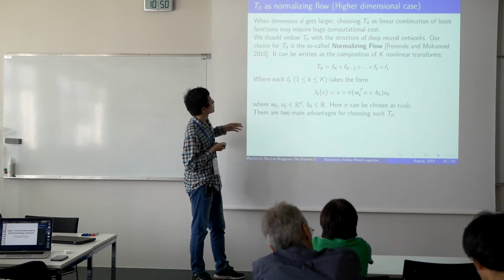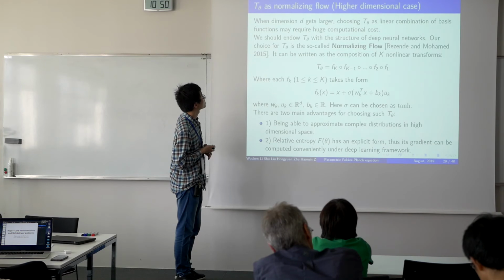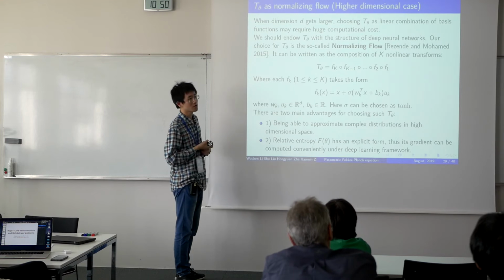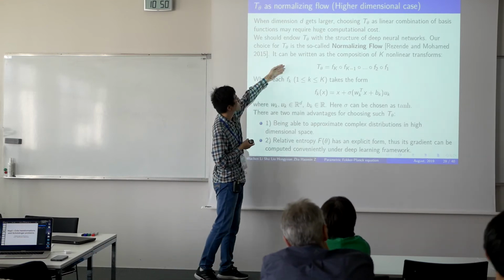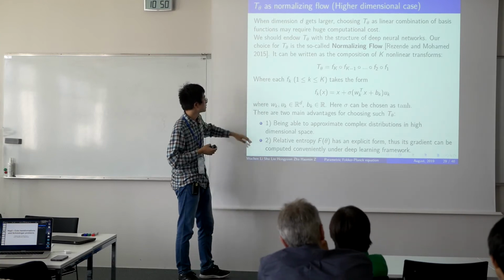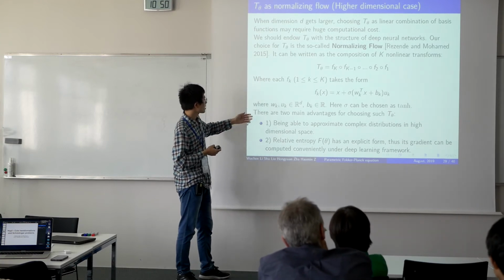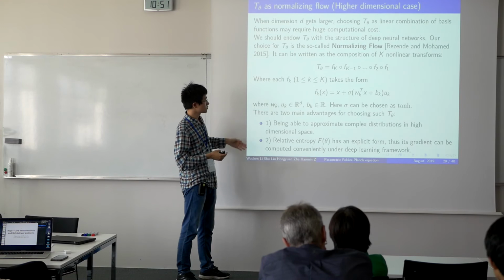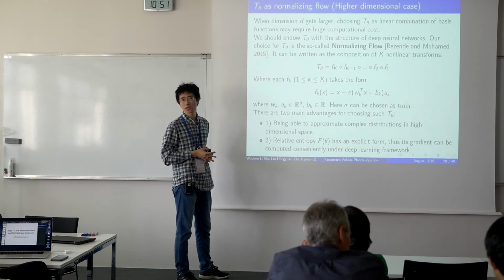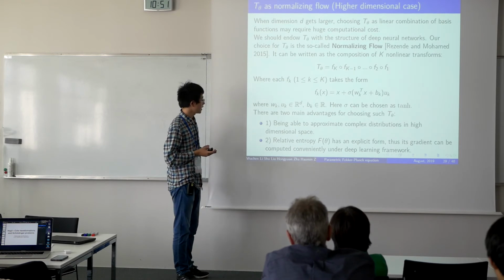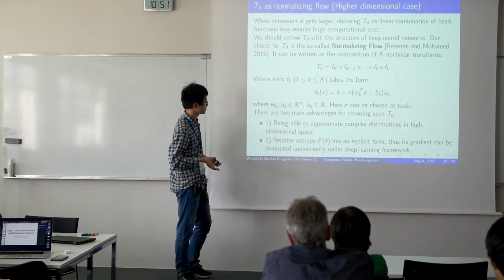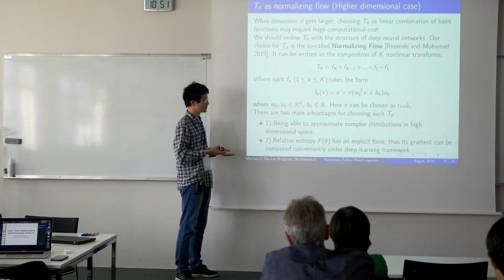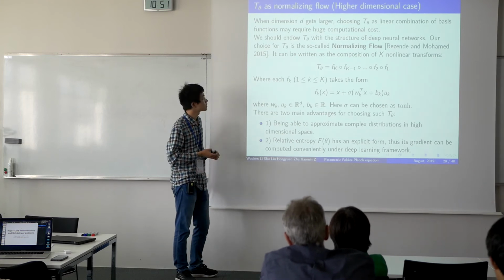So these are the 1D cases, and we also have some higher dimensional cases. For the higher dimensional case, we try T theta as normalizing flows, which are a special kind of neural network. They were introduced by Rezende and Mohamed in 2015. So the form looks like this. There are mainly two technical advantages for why we choose normalizing flows. First, they have shown strong ability to approximate complicated distributions in high dimensional space. And another advantage is that the relative entropy f theta has an explicit and concise form, which is very easy to compute on a deep learning framework.